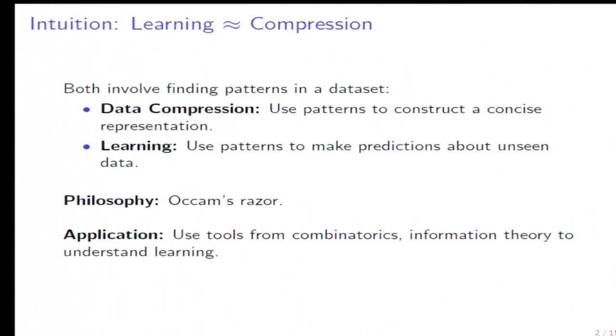On the other hand, in learning, you want to identify patterns in a training set, and hopefully you can use those patterns to make predictions about an unseen test set. This is also related to the philosophical idea of Occam's razor, which says that when we want to make predictions about the physical world, we prefer to choose the most concise theory that is consistent with the observations we've seen so far. It also has useful applications in the sense that it allows us to employ tools from combinatorics and information theory and apply them to learning theory, whereas they might not have been originally applicable.